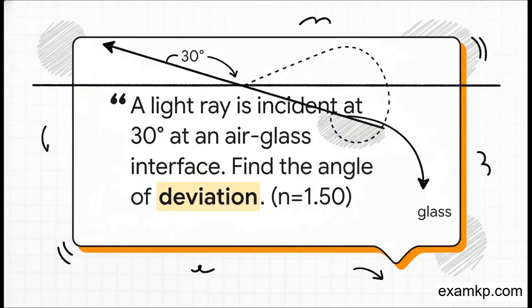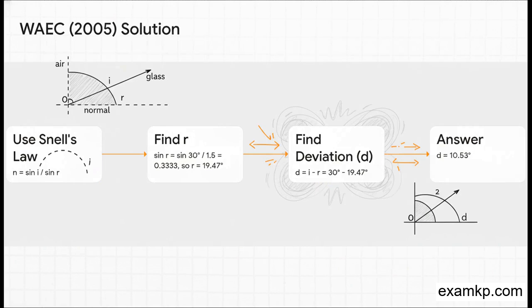Here we go. A real WAEC question from 2005. It's a classic. They give you the angle of incidence, 30 degrees. They give you the refractive index of glass, 1.50. And they ask for the angle of deviation. Don't let that word scare you. It just means how much the light ray has been bent away from its original straight path. Let's solve it together, step by step.